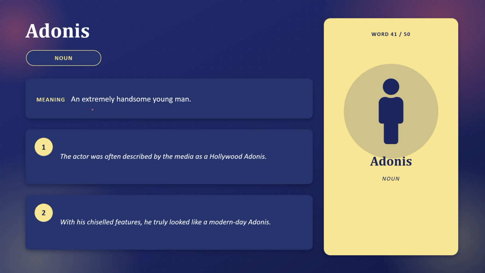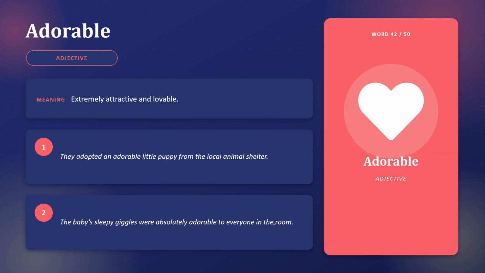Next, Adonis. It is a noun. It means an extremely handsome young man. First example: the actor was often described by the media as a Hollywood Adonis. With his chiseled features, he truly looked like a modern day Adonis. Clear? Next, adorable. It is an adjective; it means extremely attractive and lovable.